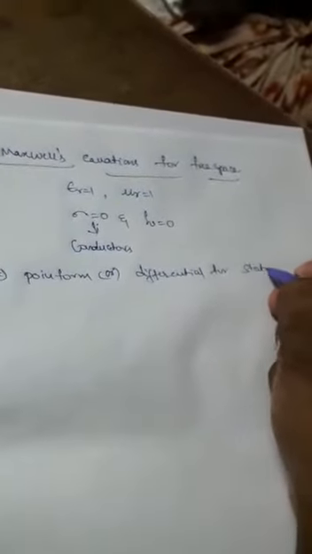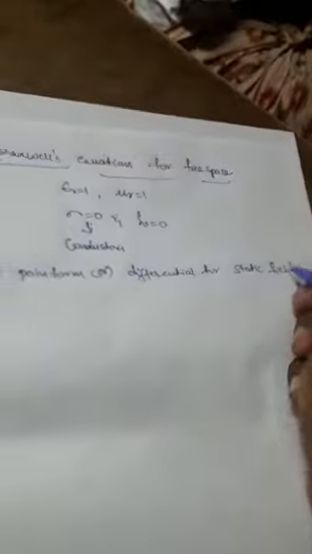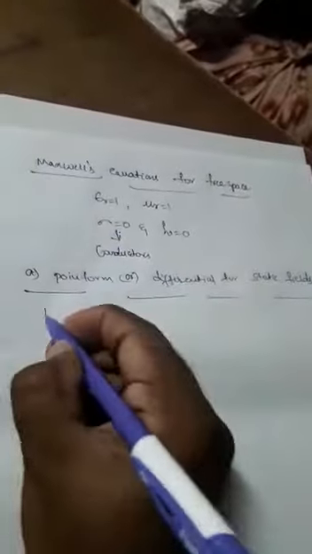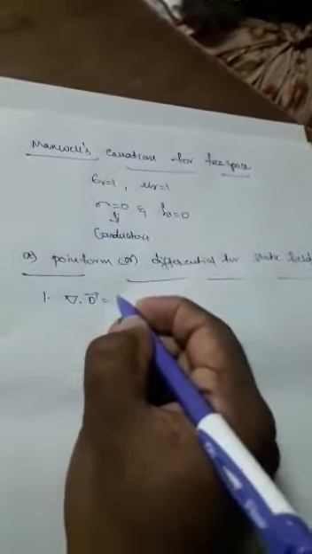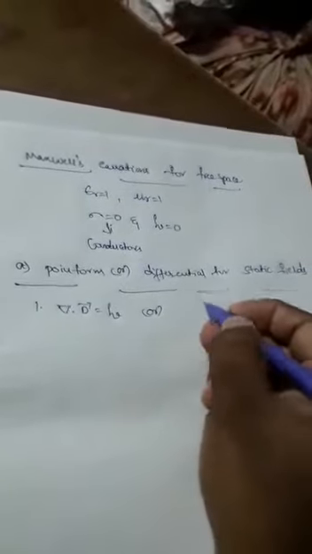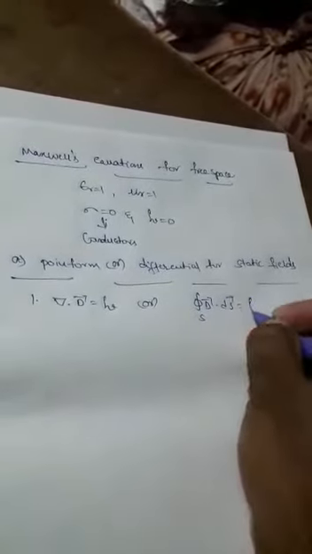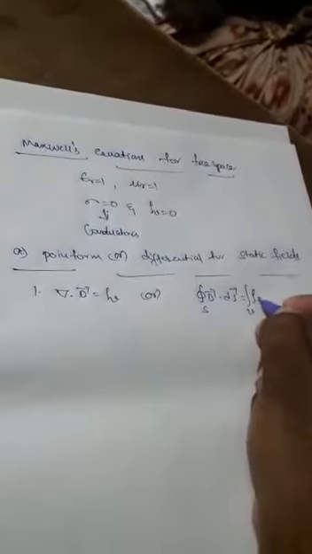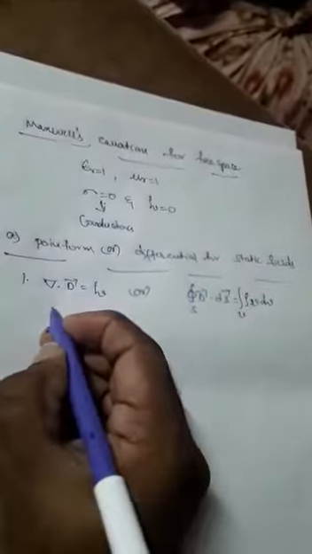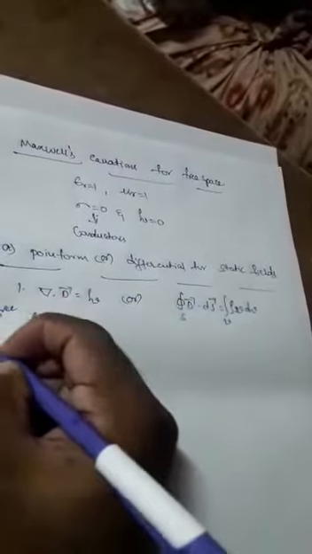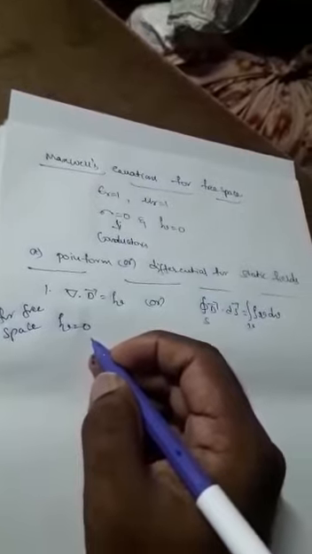For static fields, or static electromagnetic fields. So for static fields, the first equation is divergence of D bar is equal to rho v in point form or differential form, and in integral form, closed surface integral of D bar dot dS bar is equal to volume integral of rho v dv. So for free space, here rho v is equal to 0. For a free space, rho v is equal to 0, because for free space there is no charge flow and there is no charge.